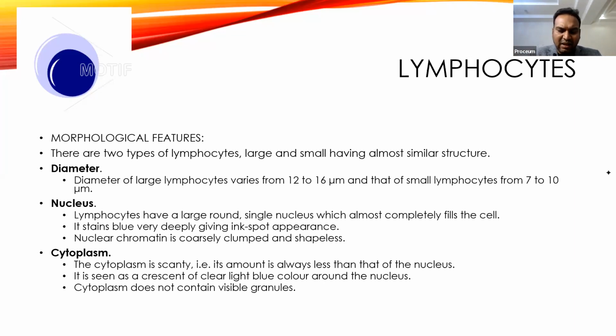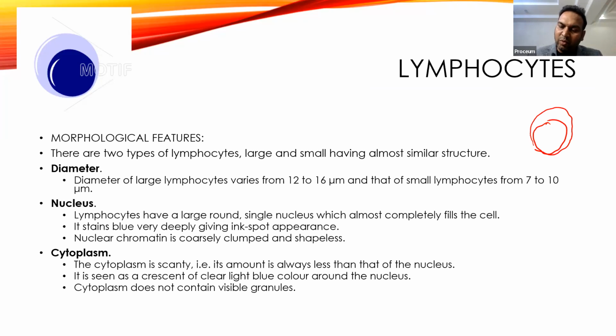Then come to the cytoplasm. It is very scanty. The volume of the cytoplasm is much less compared to the volume of the nucleus, and it is always less than the volume of the nucleus. In large lymphocytes, this is the nucleus and this is the cytoplasm. It is quite bigger than what I drew. It is something like this type of cytoplasm which covers the nucleus. So it is a little bit larger.